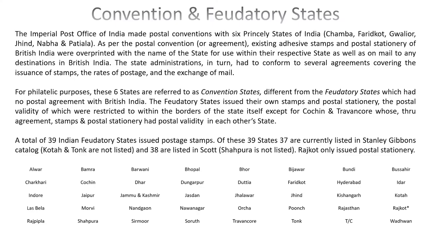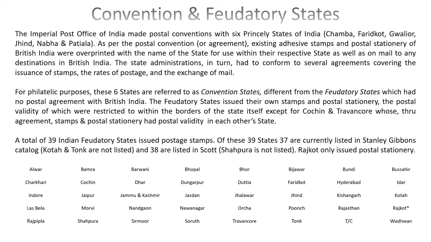The other group of states that issued stamps are called feudatory states. Basically they had no agreement with the Imperial government. They kind of went about and did their own thing. Most of the time they didn't even ask for permission from the imperial government to issue stamps or have their own postal system. In some cases they did, some states didn't bother to. With the exception of Travancore and Cochin, the stamps and postal stationery of these states were only valid within the boundaries of their own respective states.